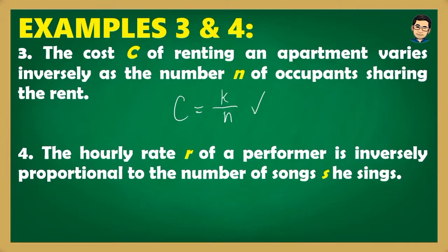And then, number 4, the hourly rate of a performer is inversely proportional to the number of songs he sings. So, kung iintindihin natin dyan, yung hourly rate, so yung kada oras na binabayad din sa performer is nakadepende sa bilang ng kanta na kanyang inawit. So, pwede natin yung isulat as R is equal to K over S. So, ayan. Yan po yung ating equation.